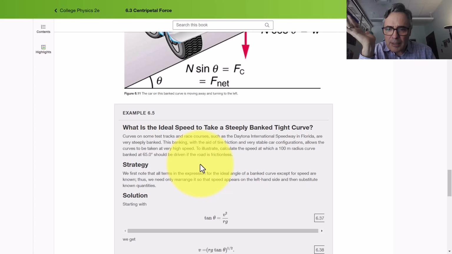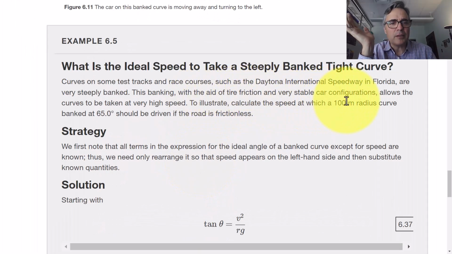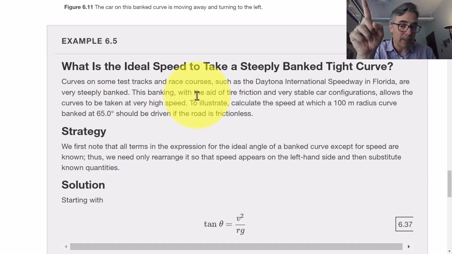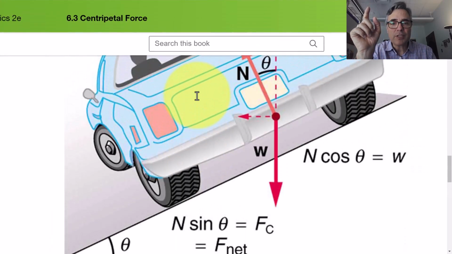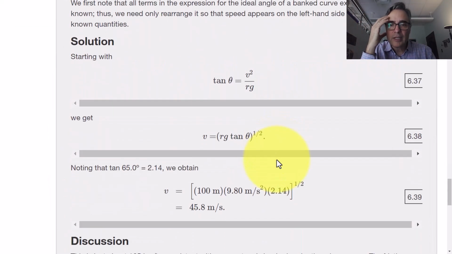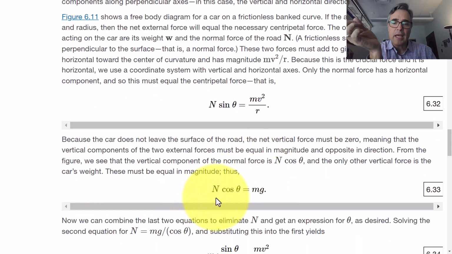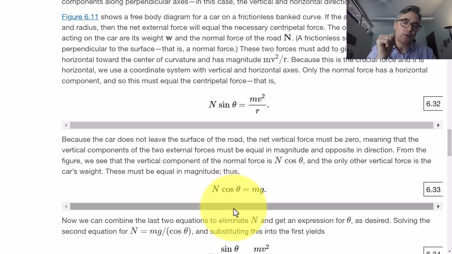What they do in example 6.5 is they say, calculate the speed at which a 100-meter radius curve banked at 65 degrees should be driven if the road is frictionless. So once again, your force diagram does not include friction. It just includes normal force and weight, and that's it. When you do that, you set the net force, which is mv squared over r, to be n sine theta, that component towards the center of circular motion, and you balance the forces in the y direction.